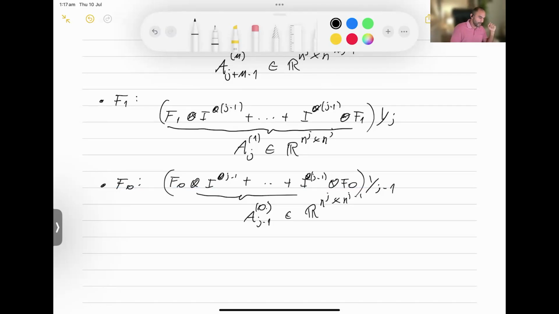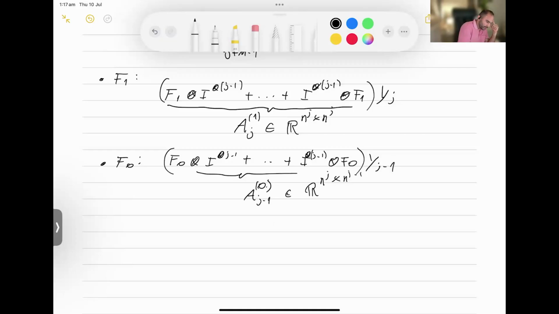So at the end of the day, for the component j, in terms of the new variables, in terms of this new convention of A's, the more compact way, we're going to have this.